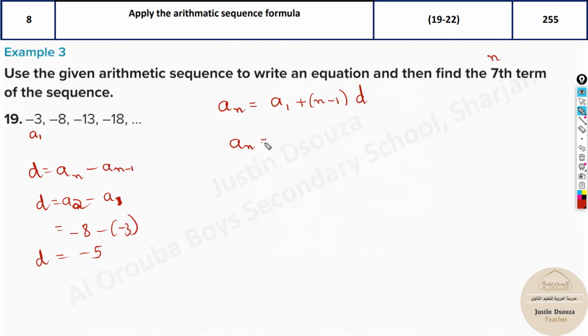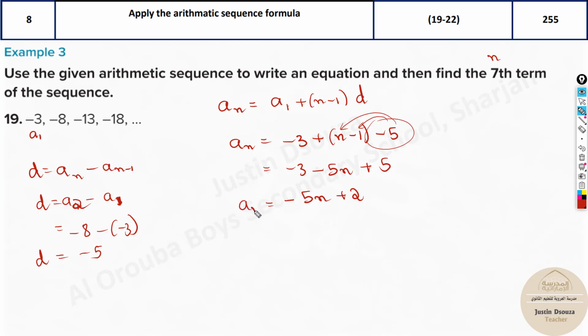The nth term is given as the first term, that is minus 3, plus... Now, initially, don't write anything for n. Just write n minus 1 times d, which is minus 5. Now, we can simplify it further. By the distributive property, this minus 5 is multiplied into both terms. See, it will be minus 5n plus 5. Why? Because minus 5 times n, and minus 5 times minus 1 will be plus 5. The answer over here will be minus 5n plus 5 minus 3, which will be plus 2.